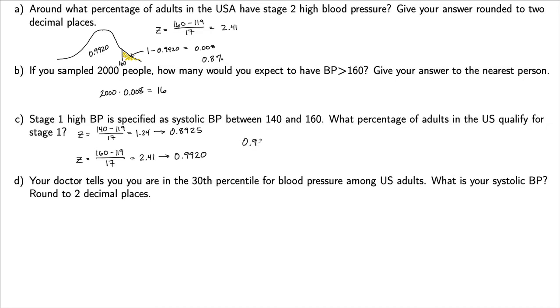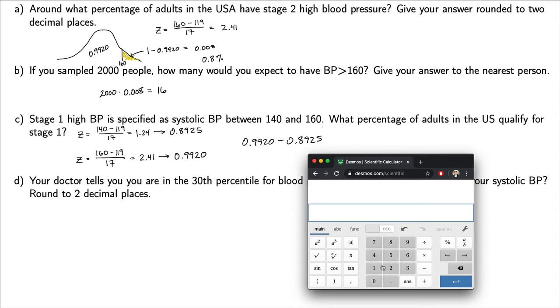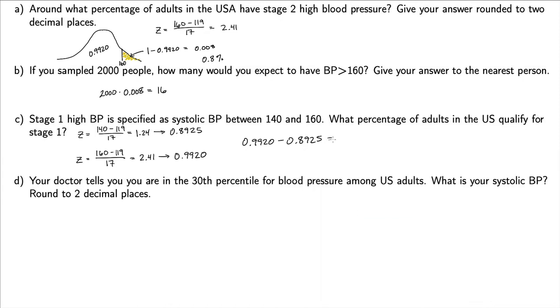Now we take these two values and subtract them: 0.9920 minus 0.8925, and we get 0.0995. We want to write this as a percentage, so this is 9.95%.